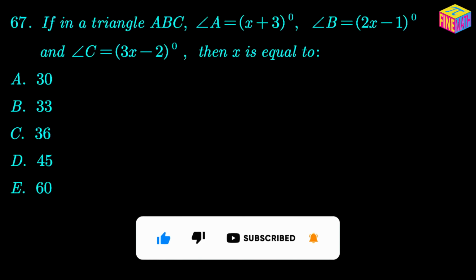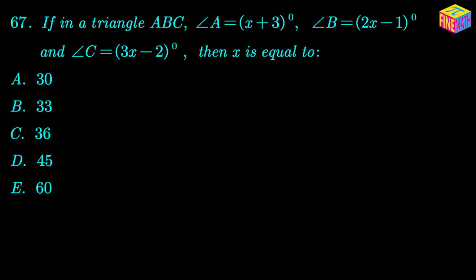From the properties of triangle, we know that the sum of all three interior angles of a triangle is equal to 180 degrees. So can we write it like this? In this case we can say, angle A plus angle B plus angle C is equal to 180 degrees. That's the basic property of a triangle that we are using here.